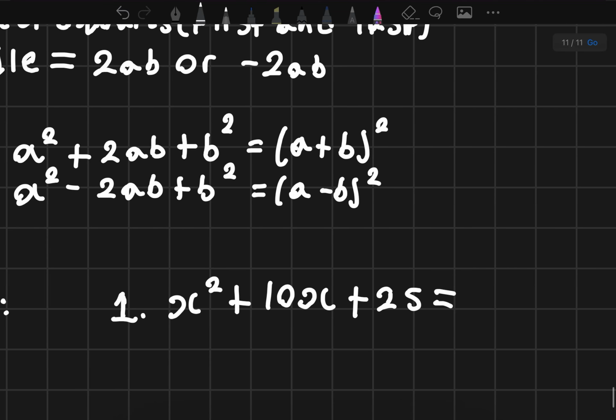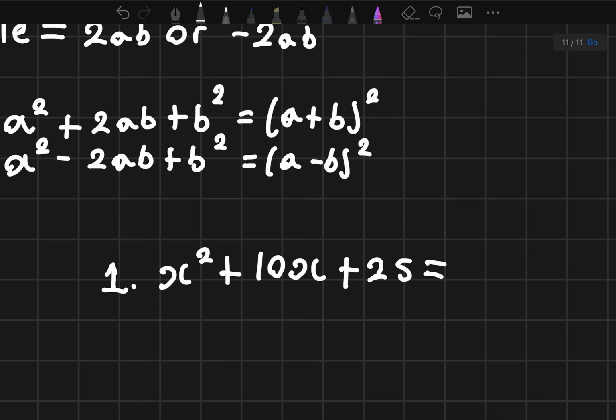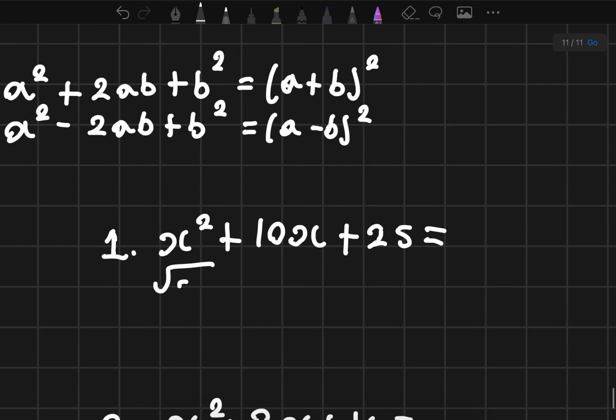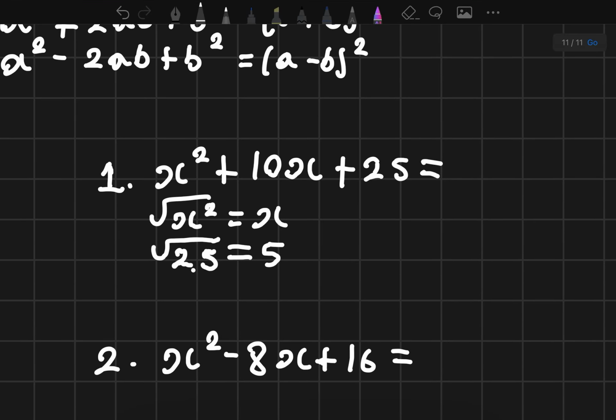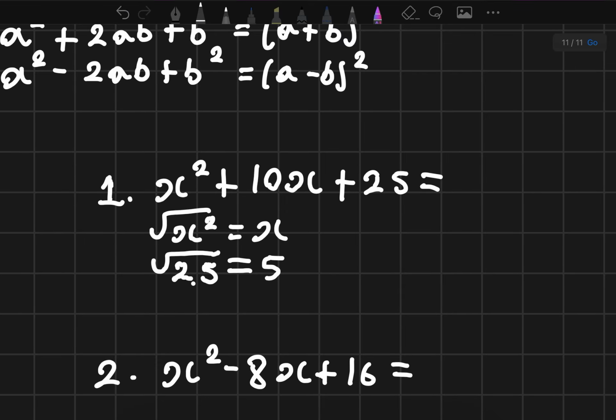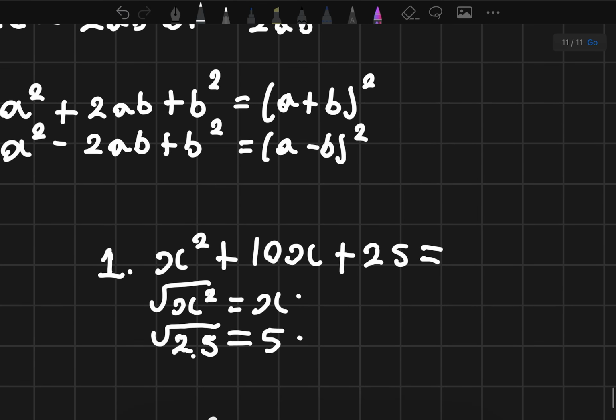So let's go over an example here. So here we have x squared plus 10x plus 25. The square root of x squared is x, and the square root of 25 is equal to 5. So x is a, and 5 is b. And we see here, since it's positive, we'll be following this general formula.